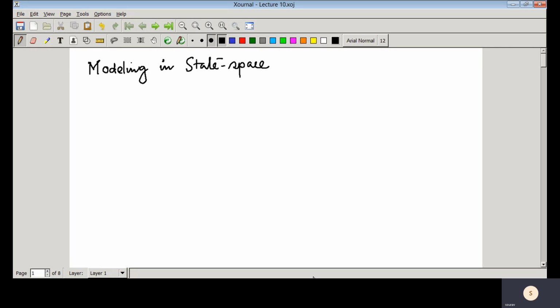We have discussed in detail with some examples. So today we will be discussing another modeling technique, that is the state space method. So this is modeling in state space.